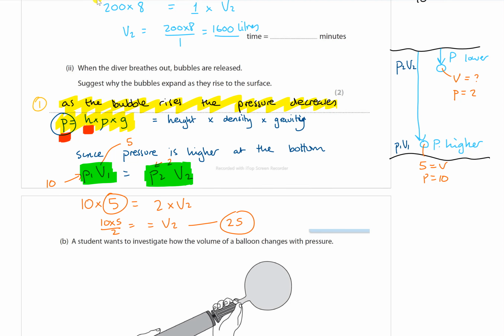So look, that's 1, 2, 3 points we made. Also, you can say smaller bubbles may join. It's a bit long-winded, but you can put any of these in. Smaller bubbles may join to make a larger bubble.